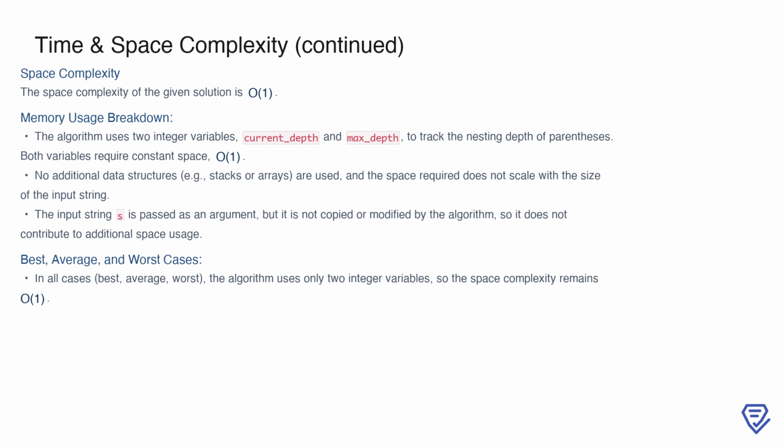The input string itself is passed as an argument and is neither copied nor modified, so it does not contribute to the space complexity. Whether the input string is empty, contains a mix of characters, or consists entirely of deeply nested parentheses, the memory usage remains constant, making the space complexity O(1).